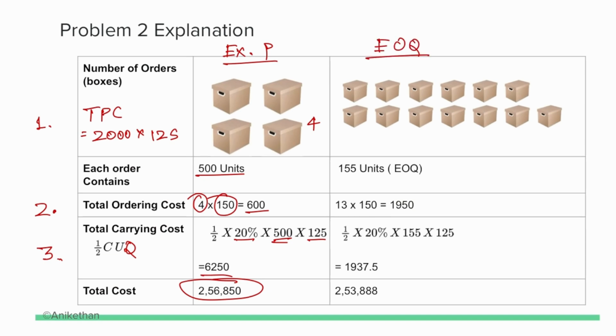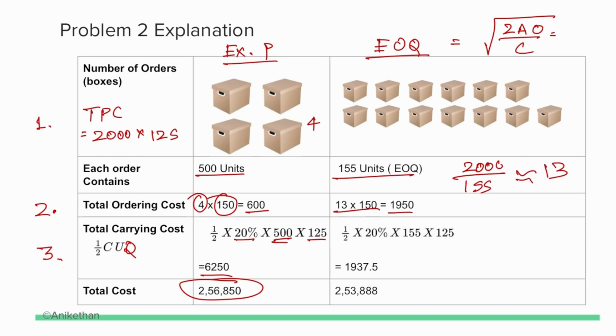So EOQ, you know, the formula is square root of 2AO divided by C. So solve for this. Annual demand is 2000, ordering cost is 150, carrying cost is 125 into 20%. So if you solve, you will get 155 as the EOQ. So if you need to order every time 155, what is the total number of orders? 2000 divided by 155, approximately you will get 13. So 13 orders you have to place.